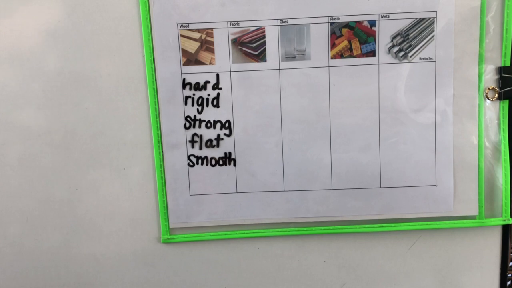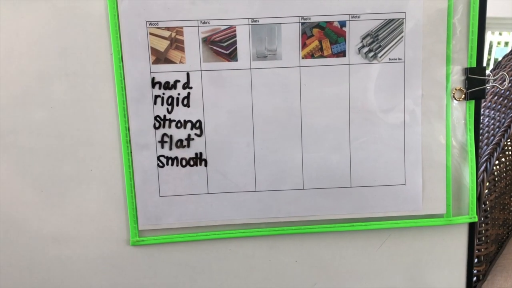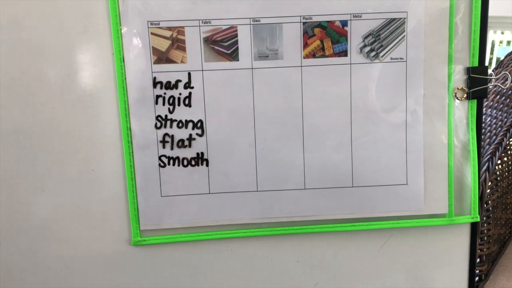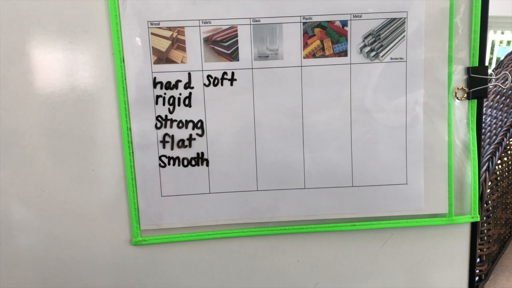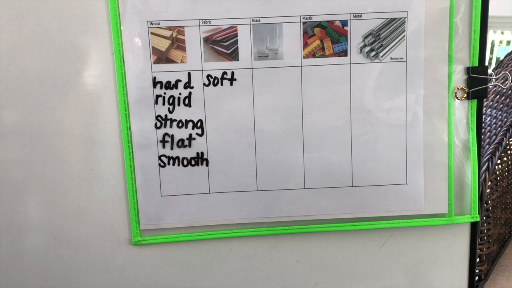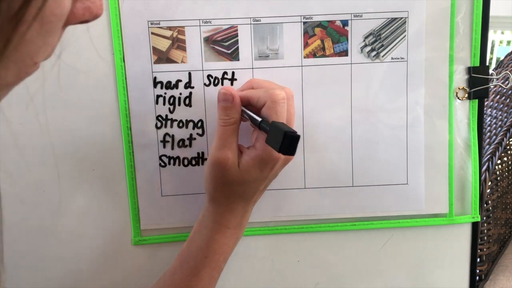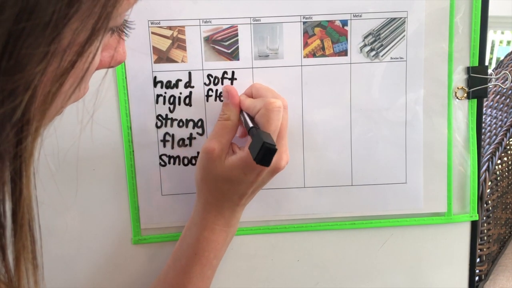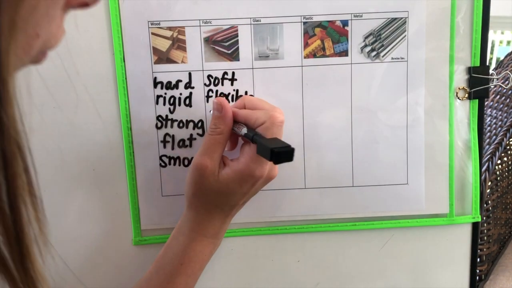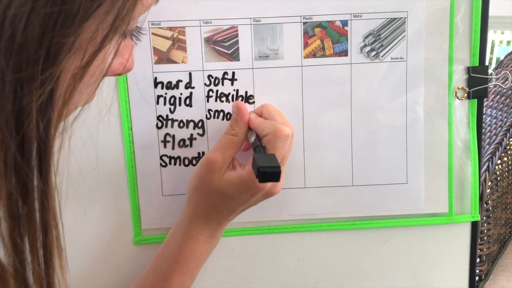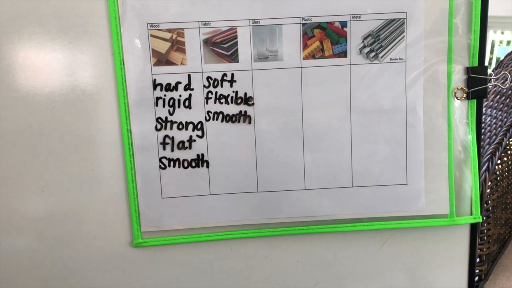So fabric. How would you describe fabric? Opposite of hard, fabric is soft, right? Your clothes are made out of fabric, so think about your clothes. What about flexible? And smooth. Clothes are not rough. Anything else for fabric?